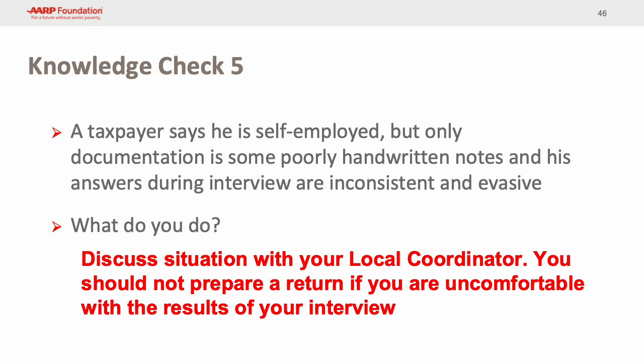Remember, you can't pretend you didn't hear something. If a taxpayer says she or he earned $400 in cash and then says, "Oh, let's just forget about that and not enter it," make sure to let the local coordinator know. It's the same as if something about the taxpayer seems to be off.